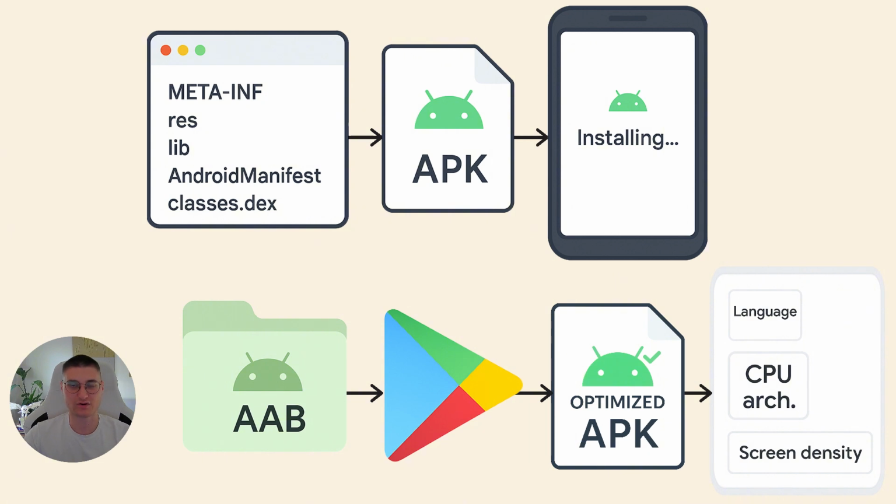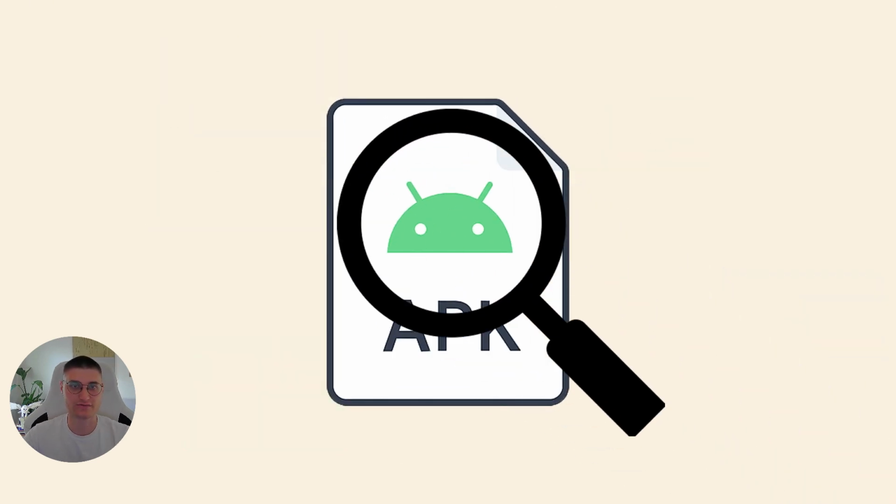So if the user downloads the application from Google Play, they are actually downloading a customized APK file generated from the AAB. App bundles are mandatory for Play Store submissions, but outside of Play Market, APKs are still the primary distribution format. Now, let's look at the structure of an Android APK.